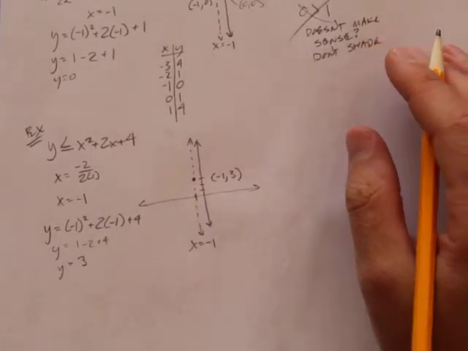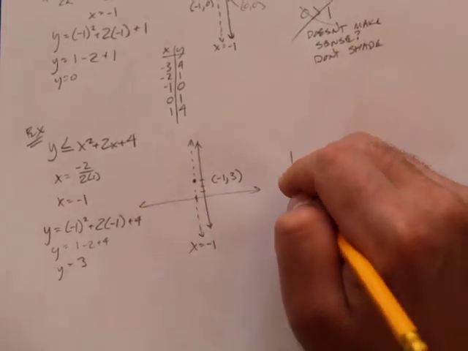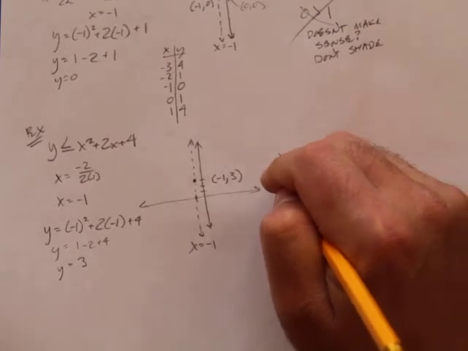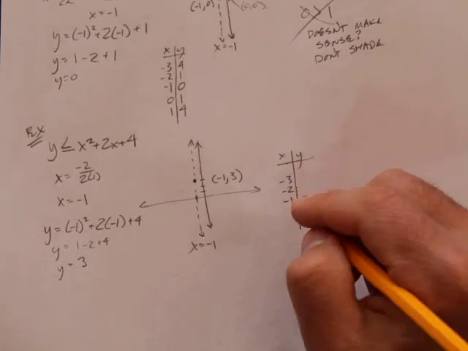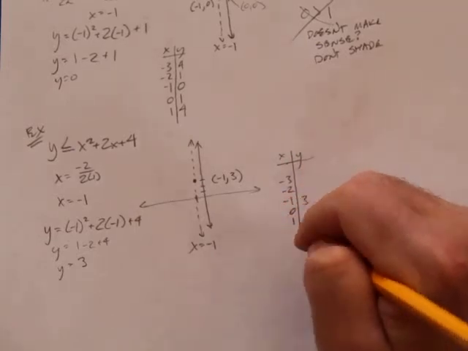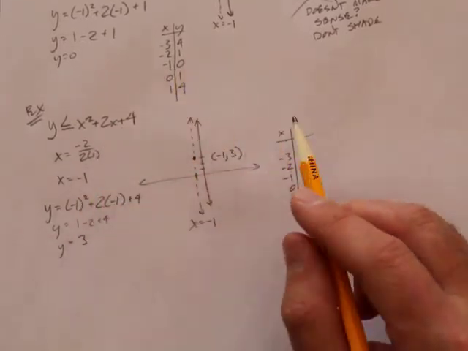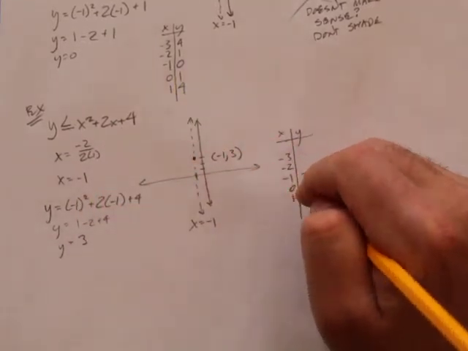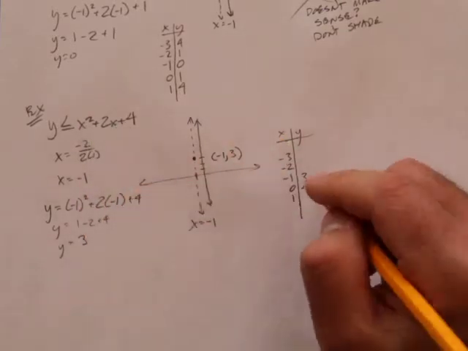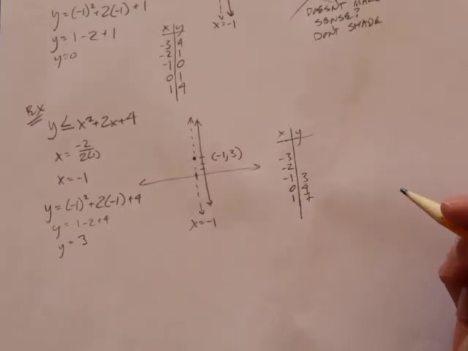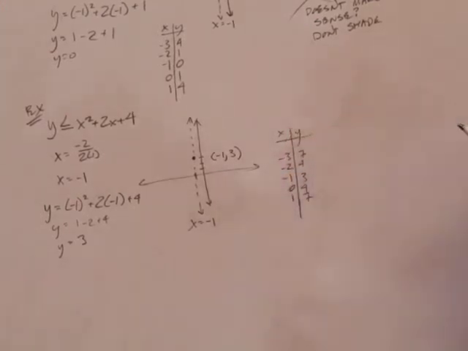That's my vertex. Now I need to make a t-table. I'm going to do that over here now. Negative 1, positive 3, so I want to plug in negative 2, negative 3, and 0, and positive 1. If I plug 0 into the original inequality, I get 4. If I plug 1 in, I get 1 plus 2, which is 3, plus 4, which is 7. And then if I were to plug these numbers in here, I would also get 4 and 7.